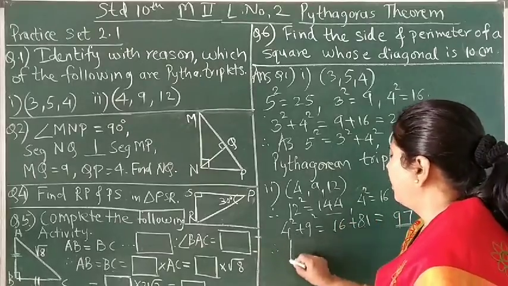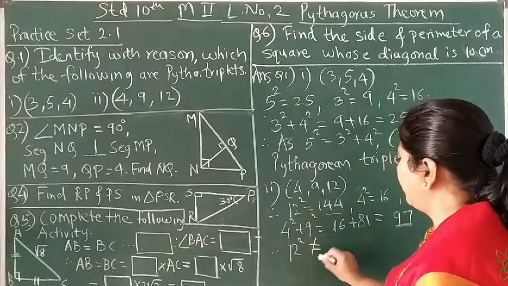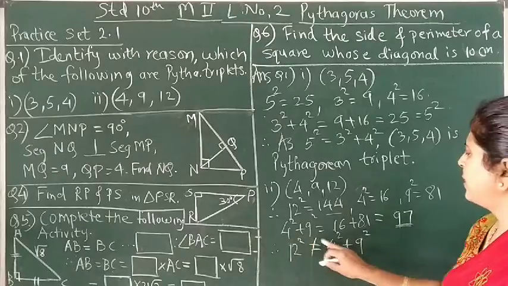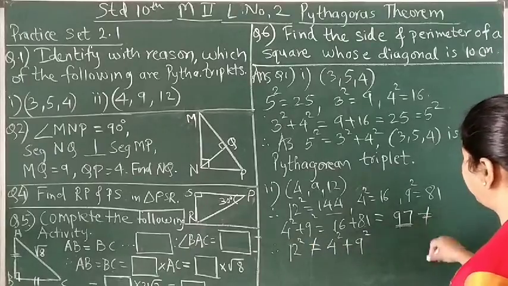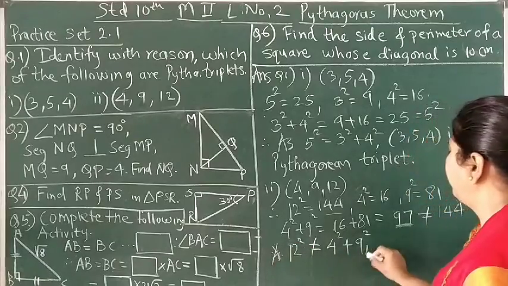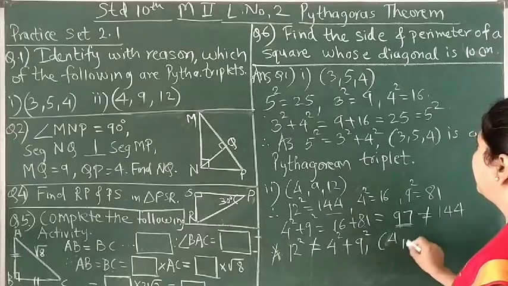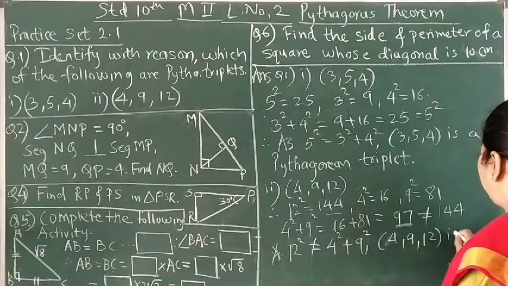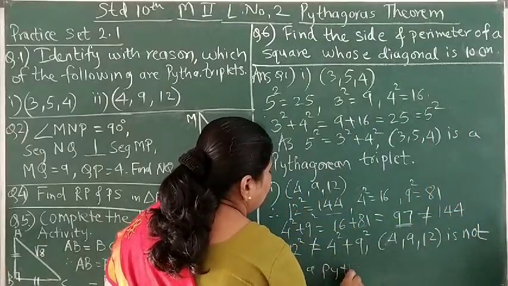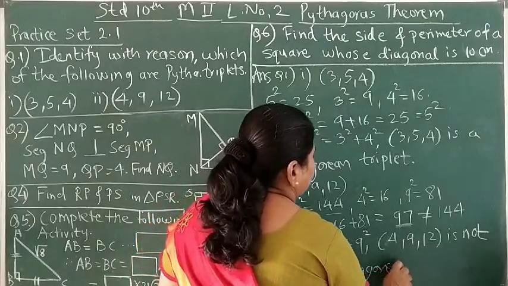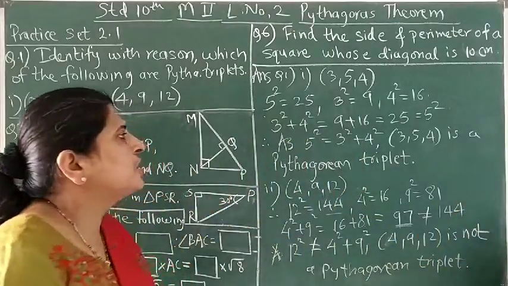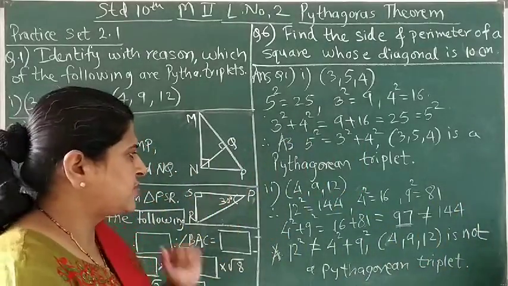Therefore 12 square is not equal to the sum of squares of the remaining two numbers 4 and 9. So 12 square is not equal to 4 square plus 9 square, or here you can write 144 is not equal to 97. And therefore 4, 9, 12 is not a Pythagorean triplet. So this is the way of presentation to identify whether it is a triplet or not.